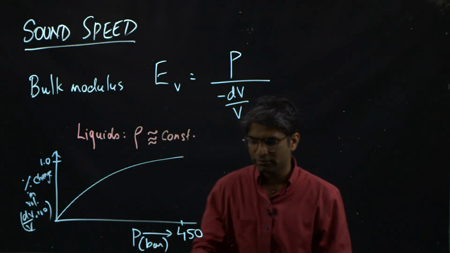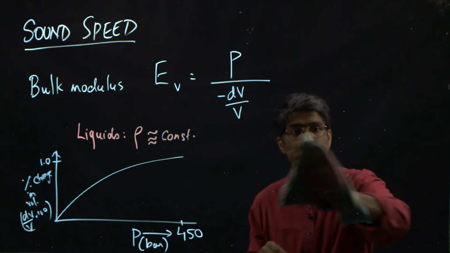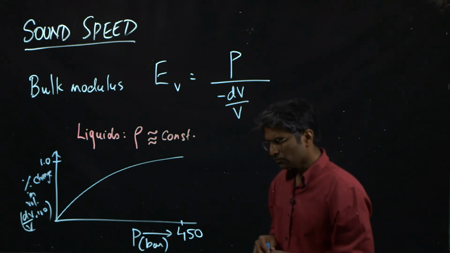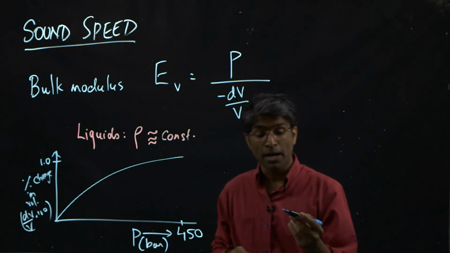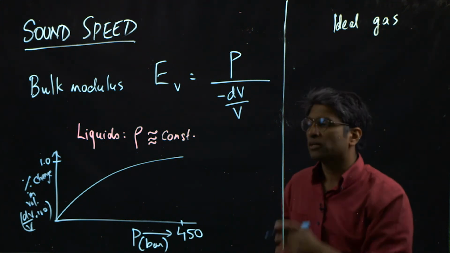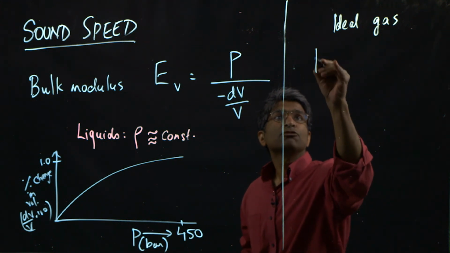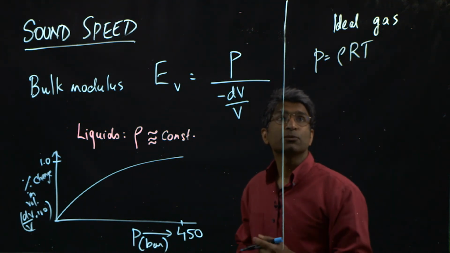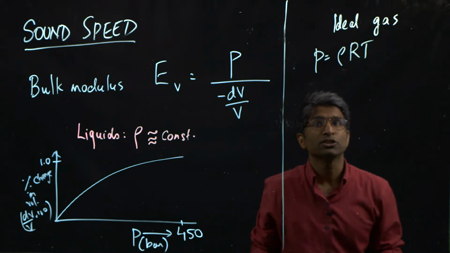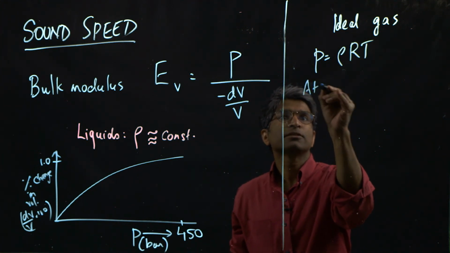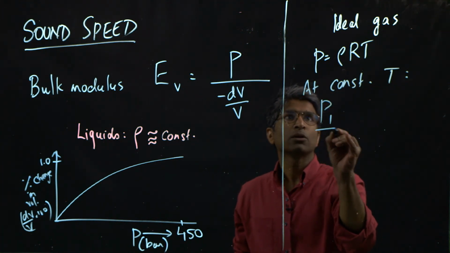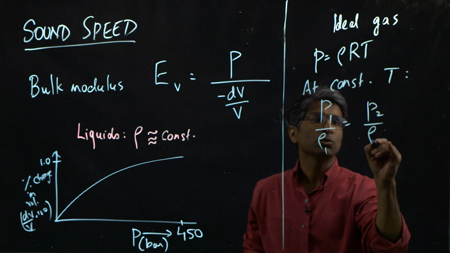Not so for gases, obviously. We know that for gases at constant temperature, the increase in pressure would lead to a reduction in volume. But how it does that is dependent on the path that we follow. Okay, so we know that an ideal gas obviously is not incompressible. An ideal gas follows the relation P equals rho RT, that's the equation of state. And so for constant temperature, if I applied a pressure, then my density would change accordingly. In fact, at constant temperature, we would have P1 over rho 1 equals P2 over rho 2 for any process.